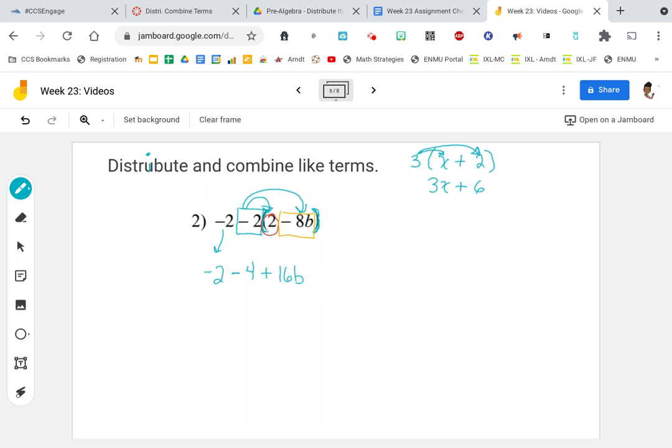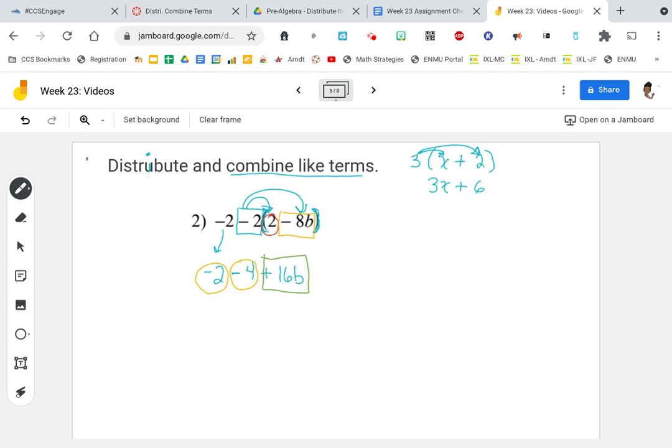But now we need to combine like terms. Remember, like terms have the same variable raised to the same power. Well, I see this negative 2, which is just a constant, and it has no variable. And I also see a negative 4, which is also a constant and has no variable. I see this positive 16b, but unfortunately, there's nothing to combine with that positive 16b.